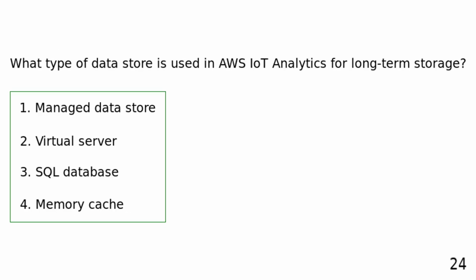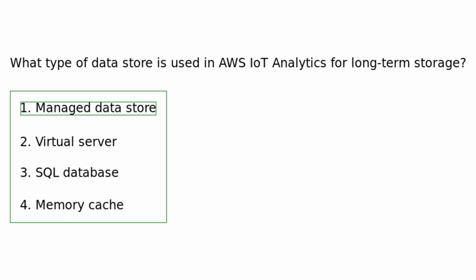What type of data store is used in AWS IoT Analytics for long-term storage? Managed data store. Virtual server. SQL database. Memory cache. A managed data store is used in AWS IoT Analytics for long-term storage of processed data.